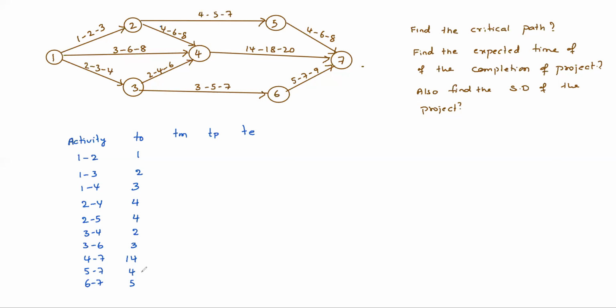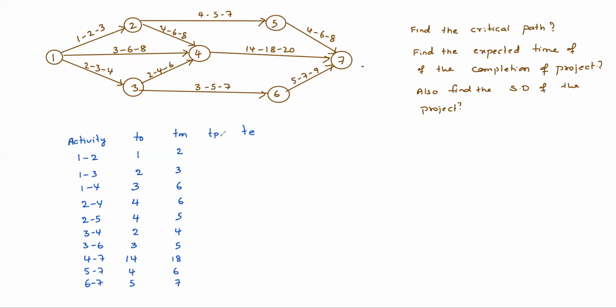So most likely times, the middle one. 1-2, 2. 1-3, 3. 1-4, 6. 2-4, also 6. 2-5, 5. 3-4, 4. 3-6, 5. 4-7, 18. 5-7, 6. 6-7, 7.